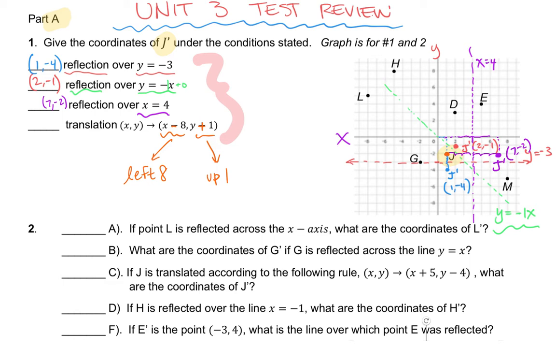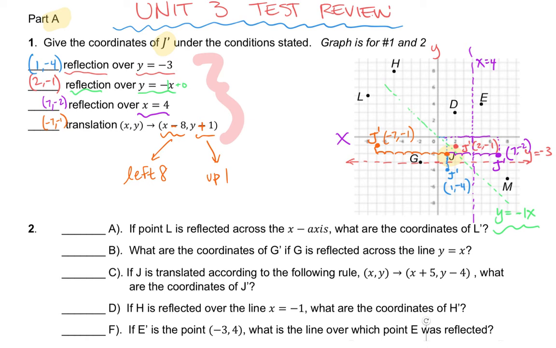I'm going to show you 2 ways to do this. The first way is just to count. Take your original j, go left 1, 2, 3, 4, 5, 6, 7, 8, and up 1. And there you go. There's your new j, which has the coordinates of -7, -1. That's one way to do it.